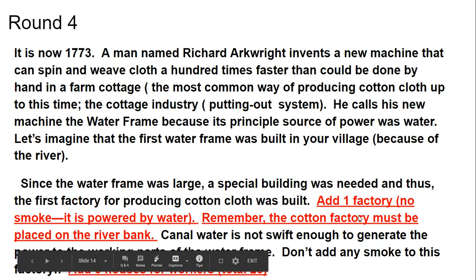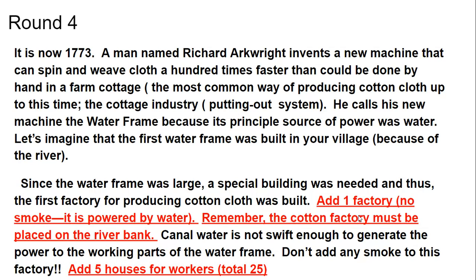Round 4. It is now 1773. A man named Richard Arkwright invents a new machine that can spin and weave cloth 100 times faster than could be done by hand in a farm cottage. The most common way of producing cotton cloth up to this point was the cottage industry, the putting-out system. These are vocab words. He calls his new machine the water frame because its principal source of power was water.